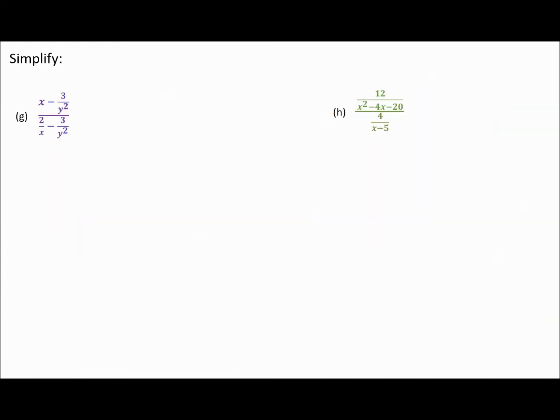So our next problem, again, I think it's important to write your whole numbers or your whole variables over 1: x over 1 minus 3 over y squared, divided by 2 over x minus 3 over y squared. So I'm going to find a common denominator in the numerator and separately in the denominator so I can combine these together. In the numerator, a common denominator is y squared, so I'm going to multiply by y squared over y squared. And the denominator, my common denominator, is xy squared.